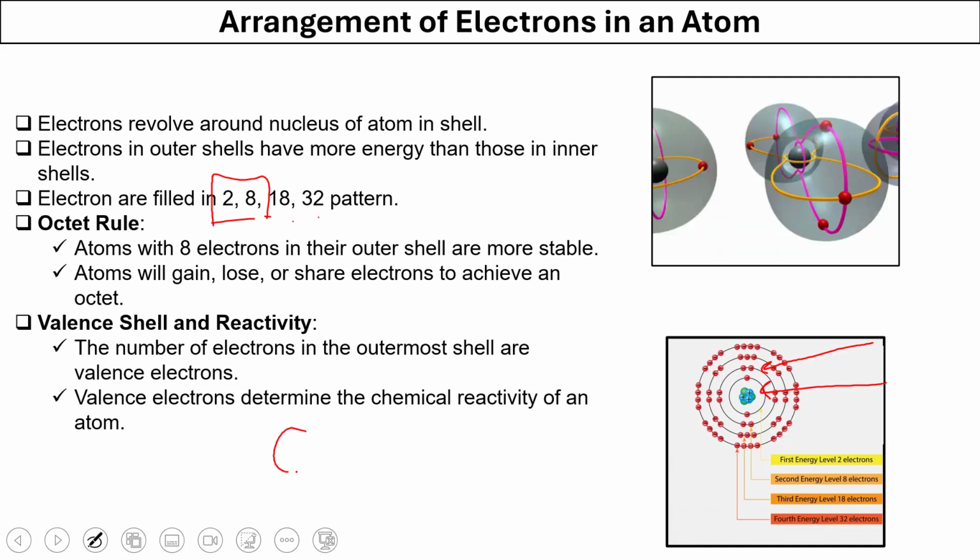Let me give you an example of carbon, nitrogen, oxygen. In the first shell, all these will have 2 electrons. But in the second shell, carbon has 4, nitrogen has 5, oxygen has 6. Because carbon needs 4 electrons, nitrogen needs 3 electrons, and oxygen needs 2 electrons to make a complete outermost shell with 8 electrons. The valency of carbon is 4, nitrogen is 3, and oxygen is 2.